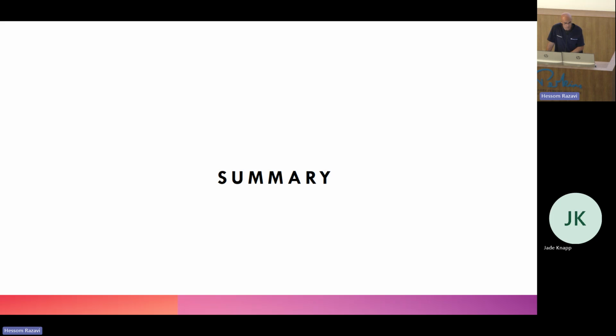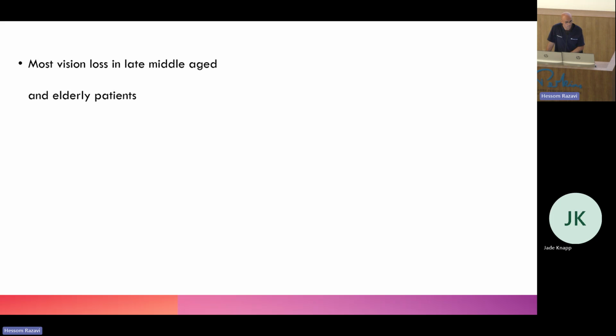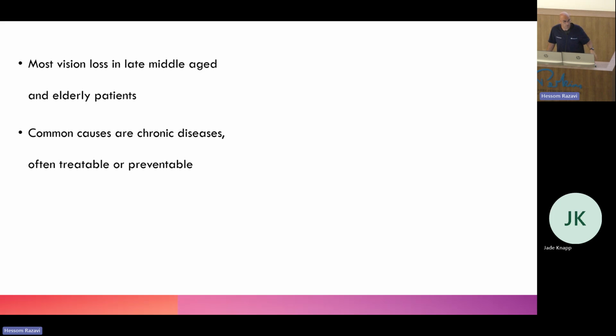Okay, so I think that's our time. What are we going to say in summary? Vision loss and blindness generally occur in middle-aged and elderly patients who often have other comorbidities. So multidisciplinary care is important. The common causes are chronic progressive diseases: cataract, refractive error, macular degeneration, and glaucoma, which we haven't talked about, but that's common as well. They're often treatable or preventable.